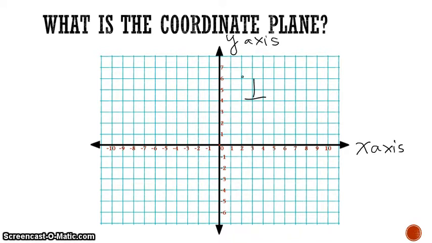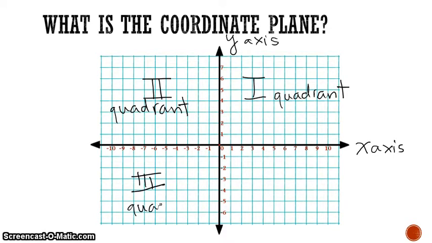So this is your first quadrant. This is your second quadrant. So you see how they go counterclockwise, which means opposite of the clock. Third quadrant. And fourth quadrant. Notice that they are Roman numerals. So first, second, third, fourth, back to first.